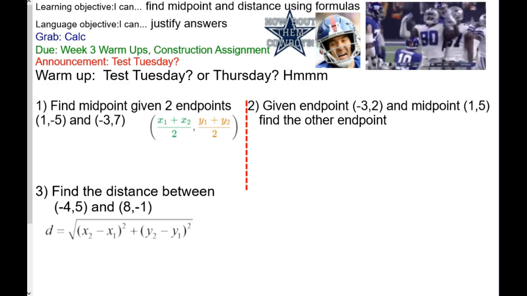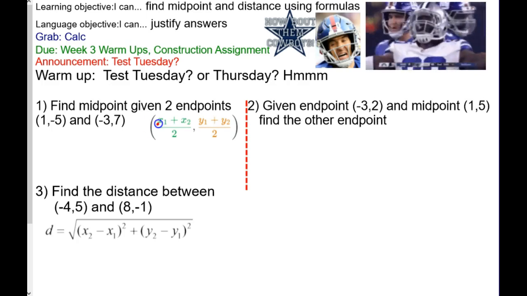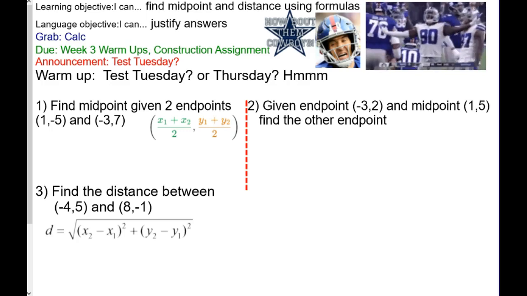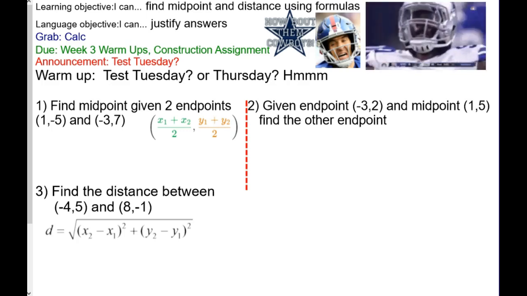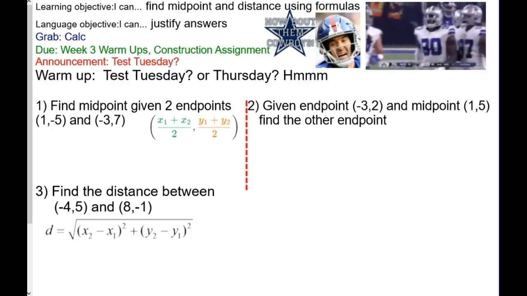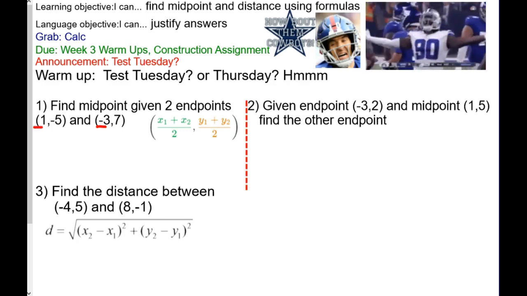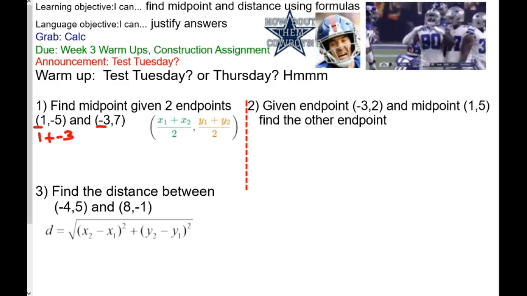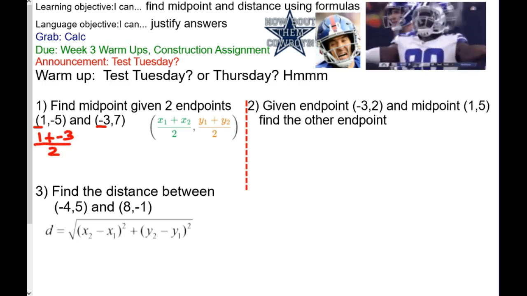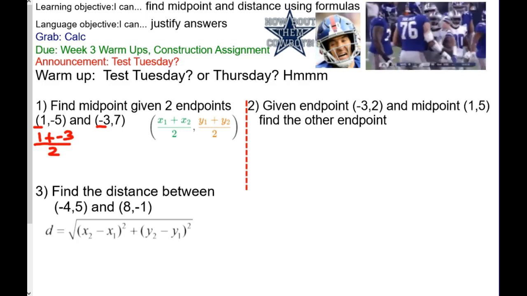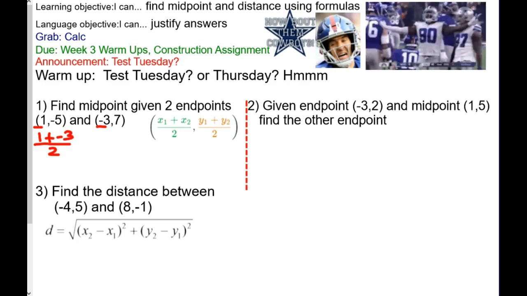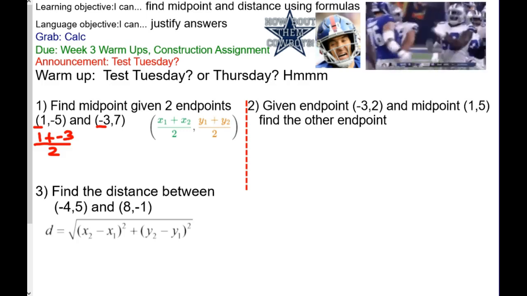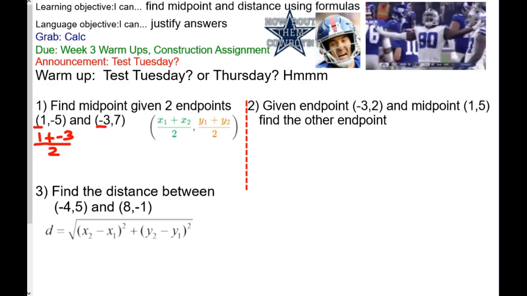Okay? So number 1, we want to find a midpoint given two endpoints. Now, the formula's here. The formula's in your notes. Again, we are adding up x's and dividing by 2 if we're given the endpoints. So what are my x values here? 1 and -3. So we add them up: 1 plus -3 divided by 2 to get the x midpoint. And remember, if you're going to type it in your calculator, press Control Divide so that way we have a fraction.